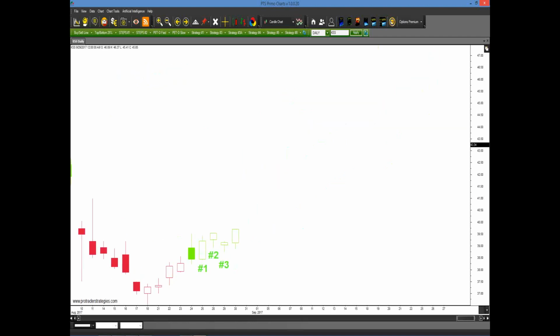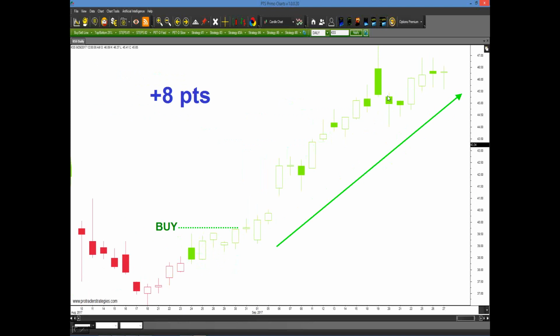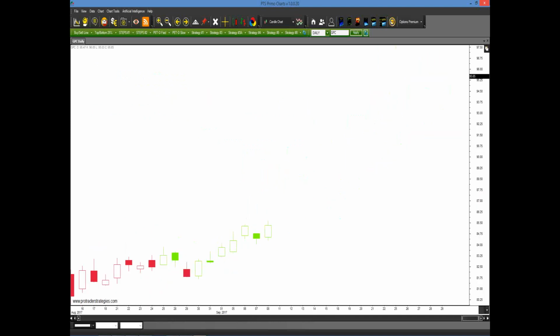All right, let's look at KSS. Once again, we have a short-term pivot high right here, 1, 2, 3. We buy one tick above right here, and a quick 8 points in the next month or so. How about GPC? All right, we were originally red coming up here, but we're only looking for buy situations.